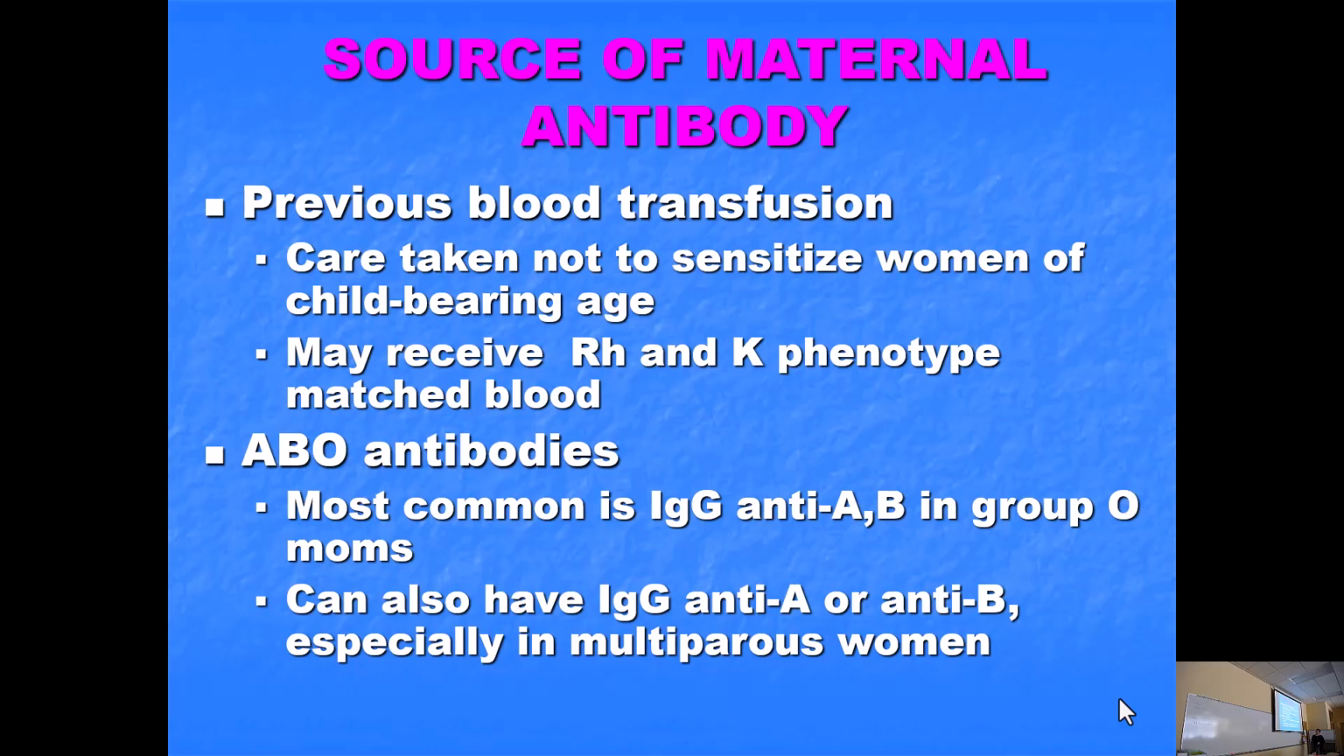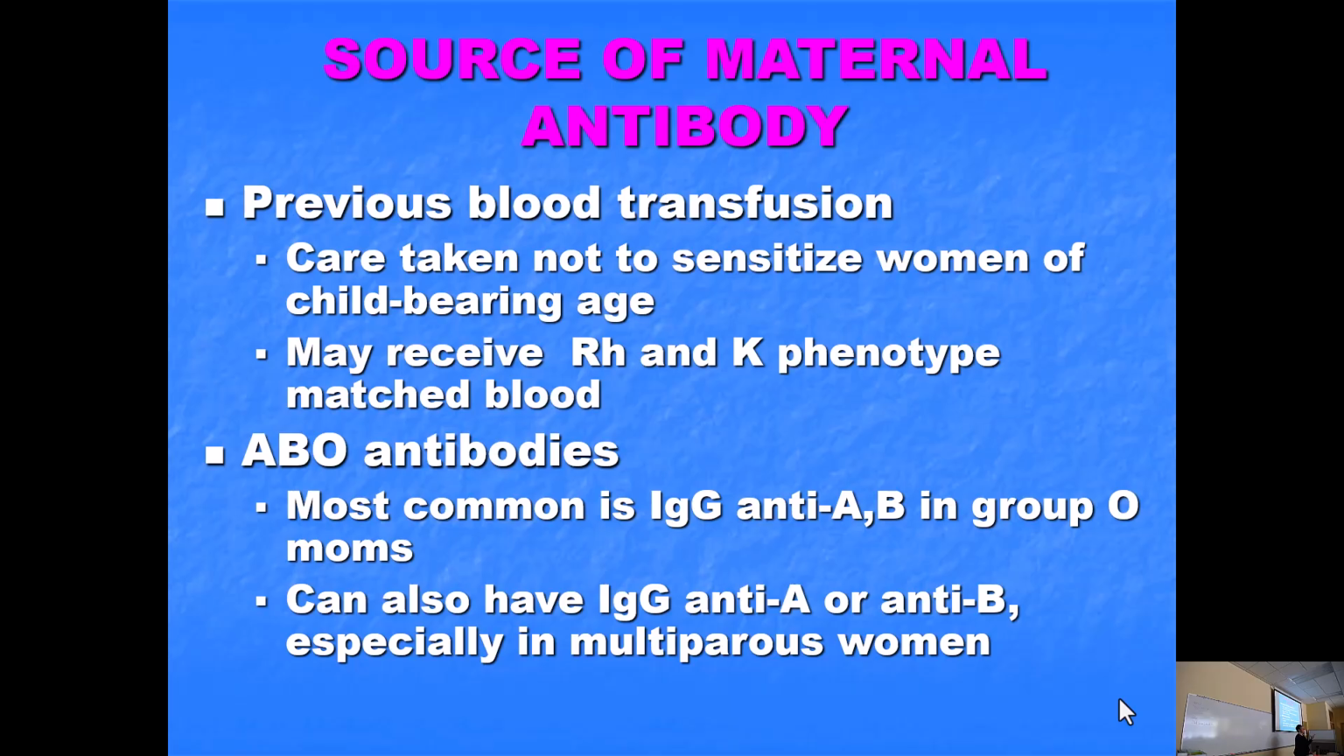ABO antibodies, most common is IgG anti-A,B. So if you are type O especially, you can have an IgG anti-A,B. It's just one of those things that happens, super common in moms that have had babies, but it just happens. It's an IgG. You can also have IgG anti-A or anti-B in multiparous women, so women that have had lots of babies, lots of pregnancies.